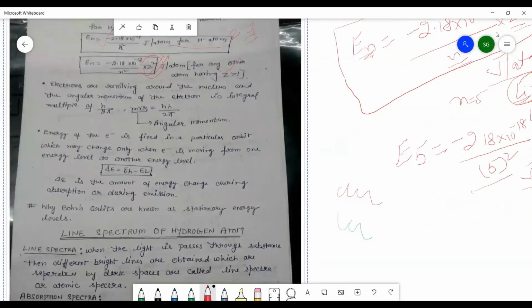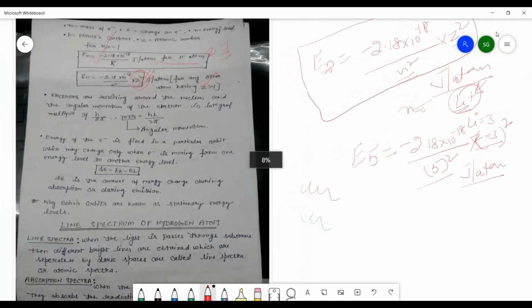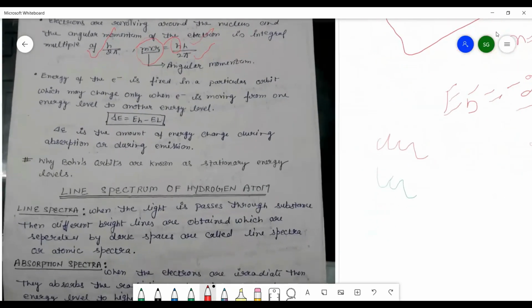So, another postulate of the Bohr model of an atom is that electrons are revolving around the nucleus, and you know well it is a charged particle, so they will create angular momentum. The angular momentum of the electron is an integral multiple of h upon 2 pi. That is, mvr is the angular momentum, and that is equal to nh upon 2 pi. Integral multiple means the value of n may vary.